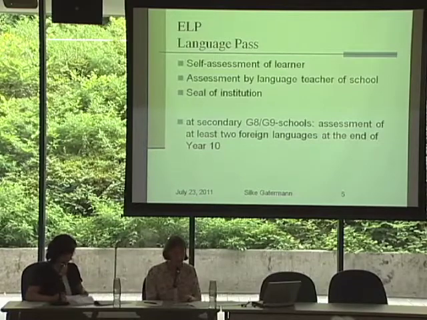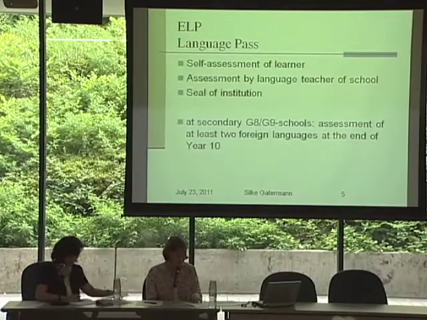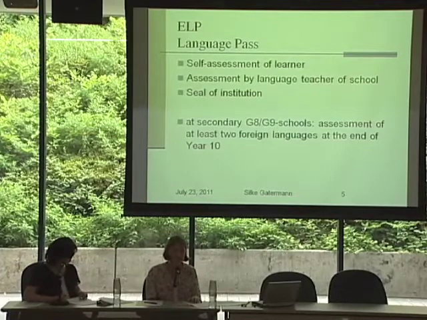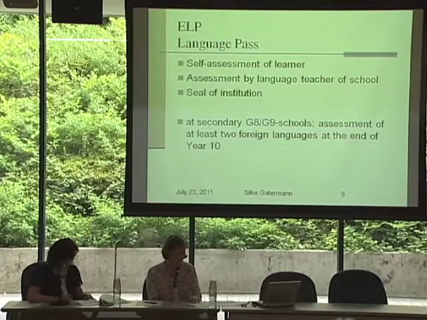The language pass is the part that causes most headaches at the moment in many of the German states. The language pass is the one that is handed out after 5 or 6 years of formal foreign language education. The pass should contain self-assessment of the learner, and it should also have some kind of an assessment handed out by the teacher or the school. There's no set rule of how to pass out and hand out this language pass.